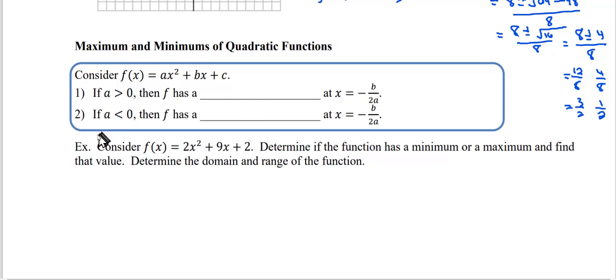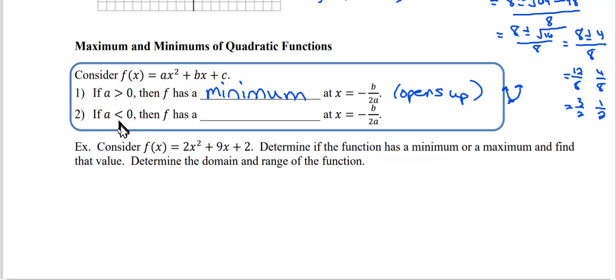If a is greater than 0, then f has a what? Well, let's think about this. If a is greater than 0, that means that this parabola opens up. And if the parabola opens up, it's going to have a picture like this. At that vertex, which is x equals negative b over 2a, remember, you have a minimum of the function there.